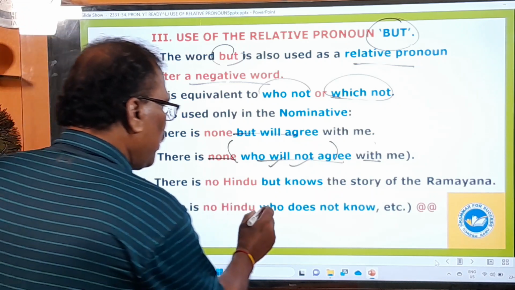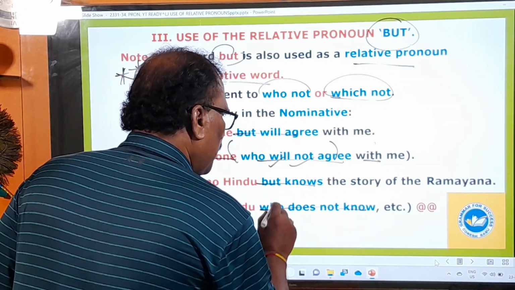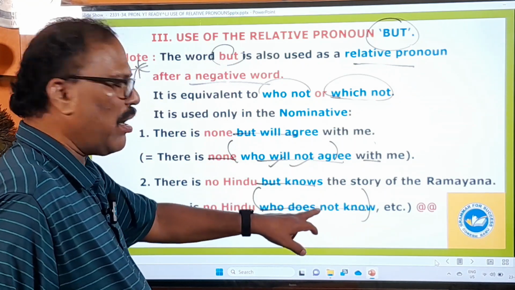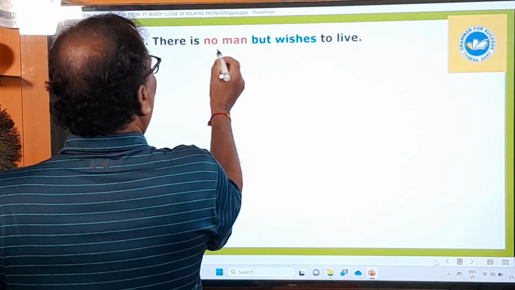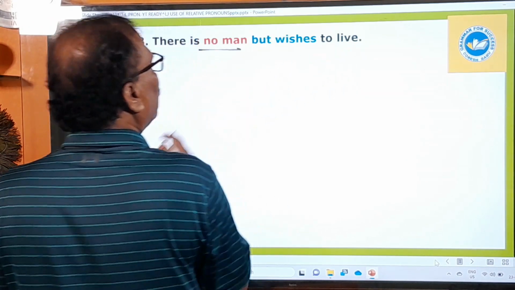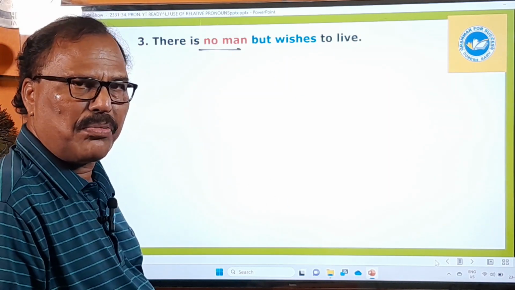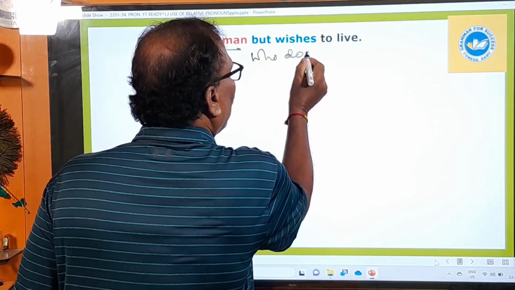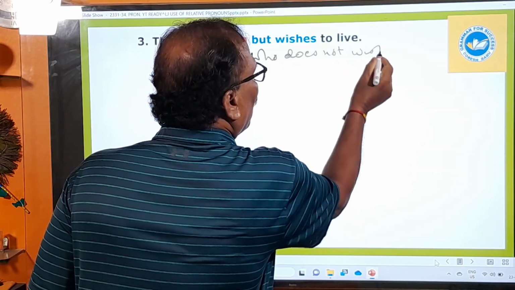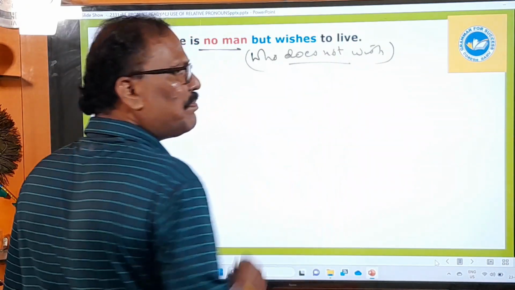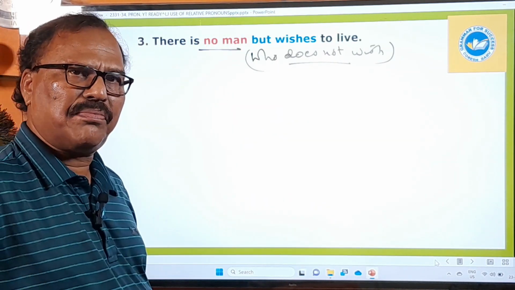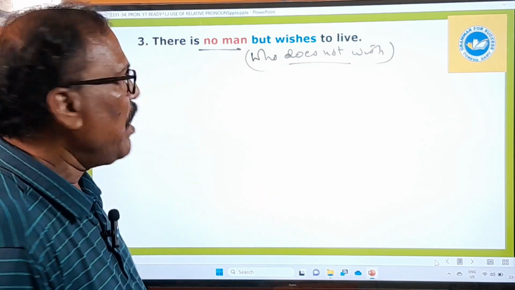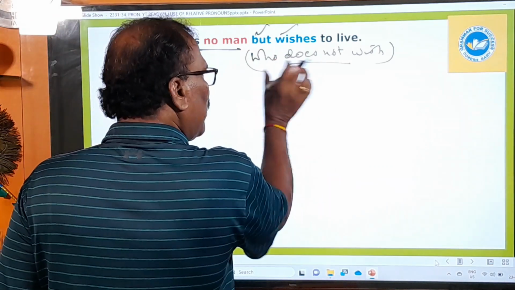There is no Hindu who does not know. Instead of but knows, he does not know. See that? But stands for who and not. There is no man but wishes to live. Is there any man who but wishes to live? But wishes means who does not wish to live. Is there any man who does not wish to live? Everybody wants to live. Everybody wishes to live. So here but wishes means who does not wish.